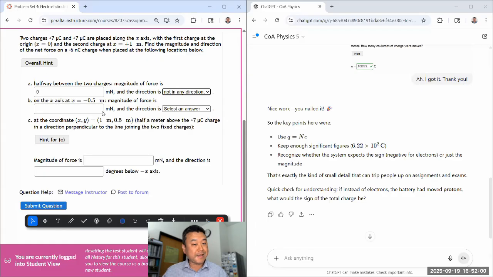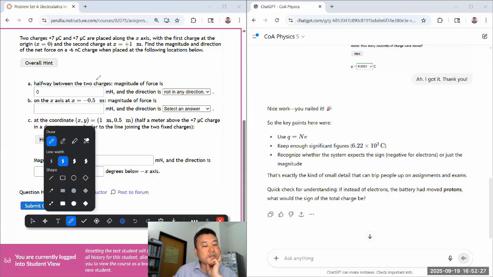Direction is not in any direction, maybe. I think I programmed this in, but I hope that possibility has already been taken into account, because I think these two don't have to be the same magnitude charge. So this is a point, so it's going to be to the right because it's a negative charge.